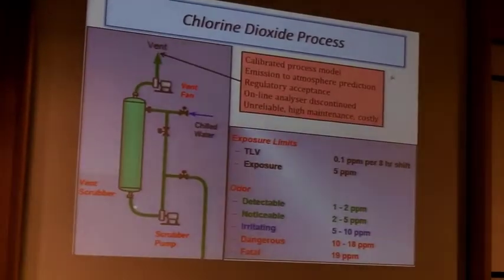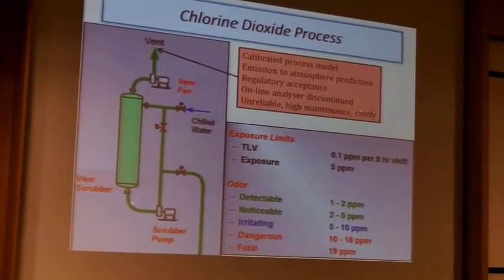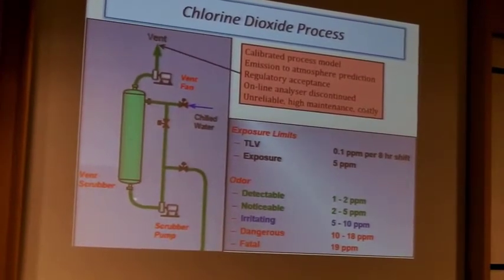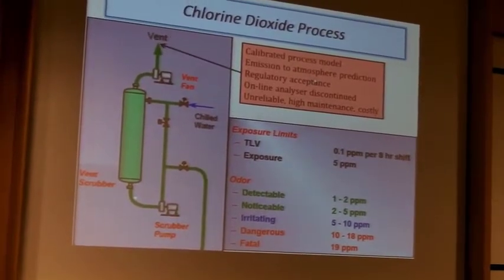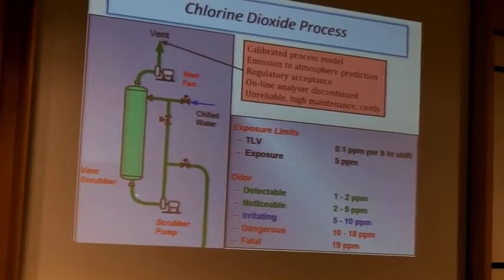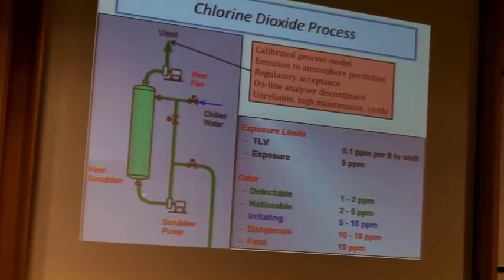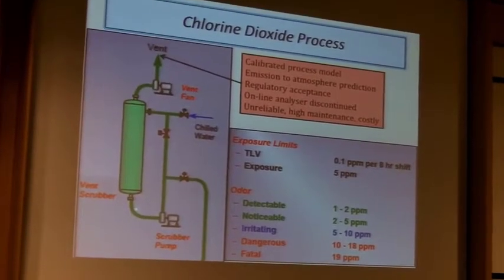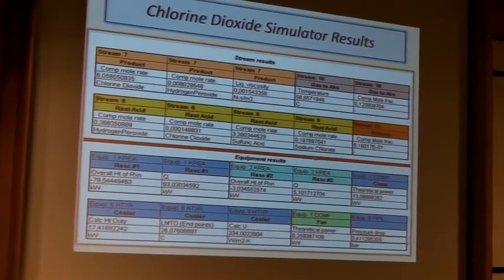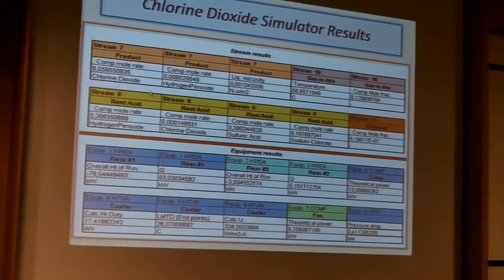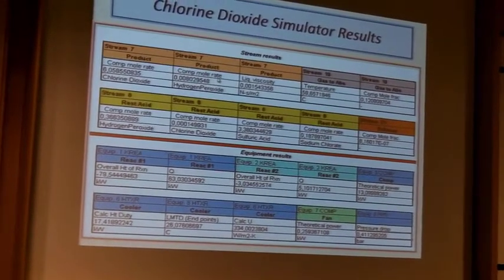And what they did, they basically got a calibrated model that the regulators agreed with, and they could predict the emission to atmosphere, which was acceptable to the authorities. So they weren't measuring it, but they predicted what it was going to be based on the simulation. That's an example of the results. So this is results from the simulator, which are coming through in real time.